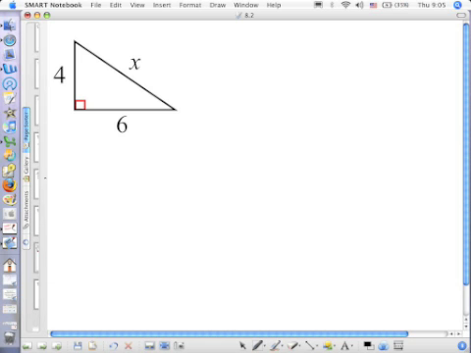In this right triangle, the most important part that I identify is the what? Hypotenuse. So which one is the hypotenuse? X. X is squared and goes by itself. The other two are squared, then added together. Solve this equation.